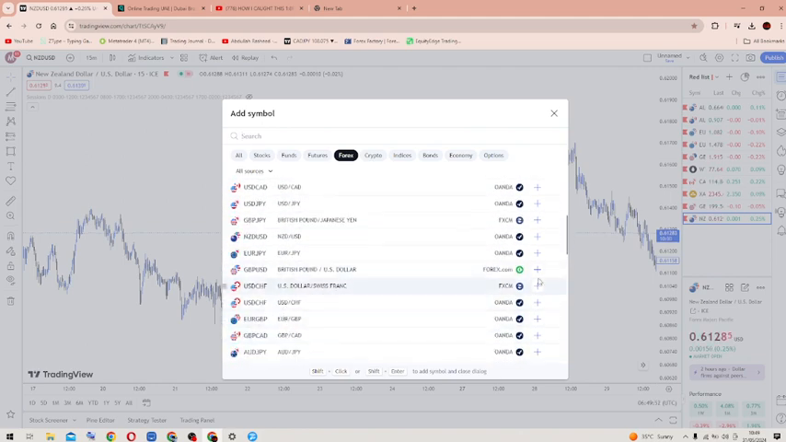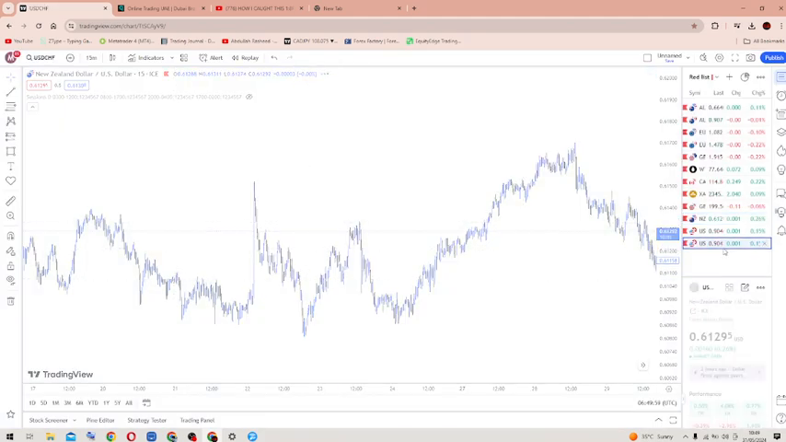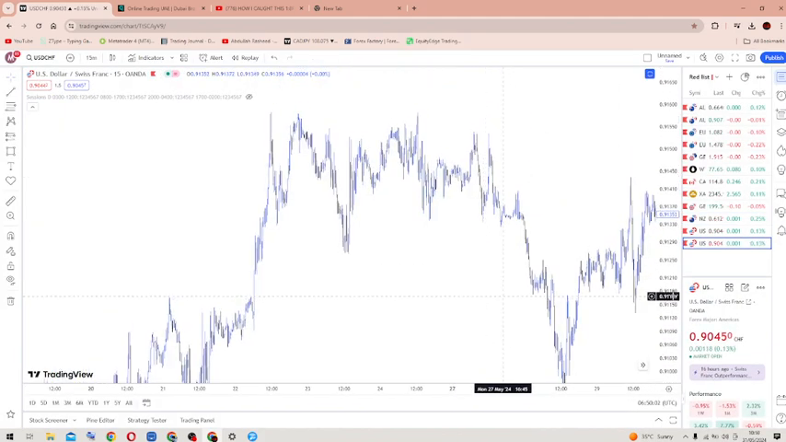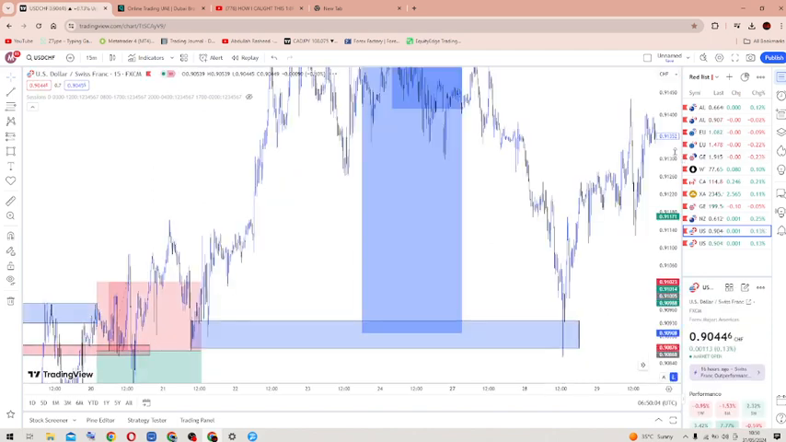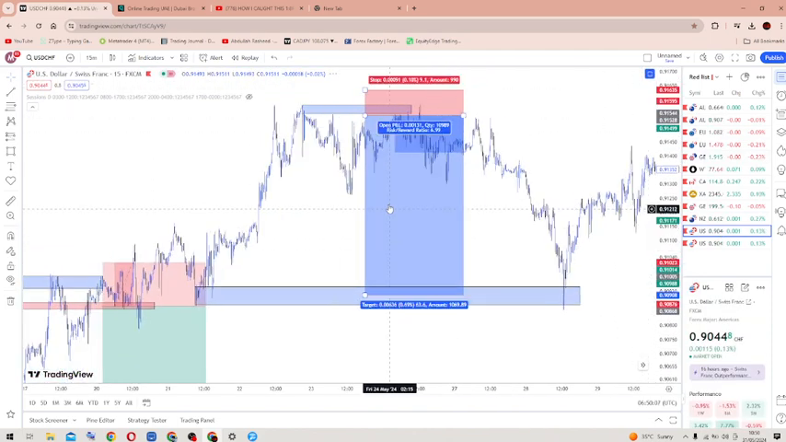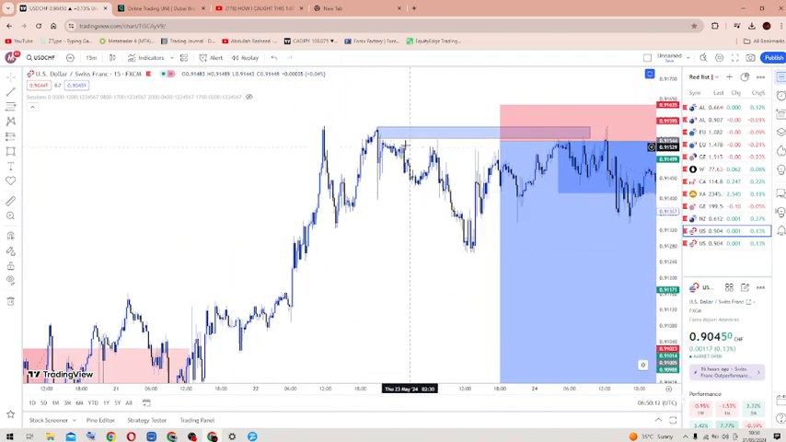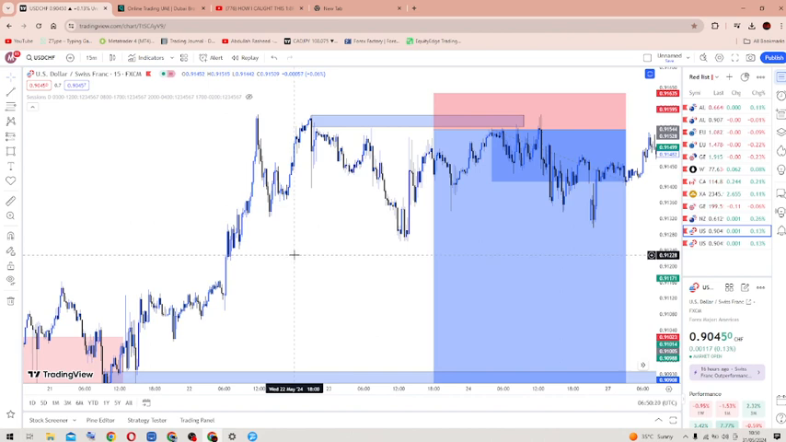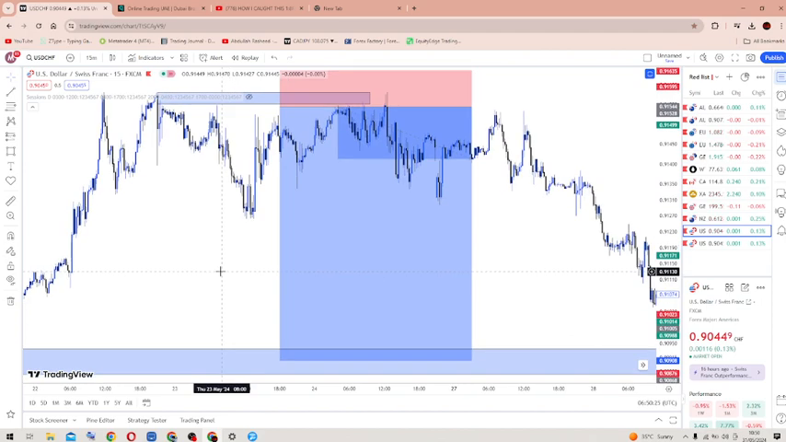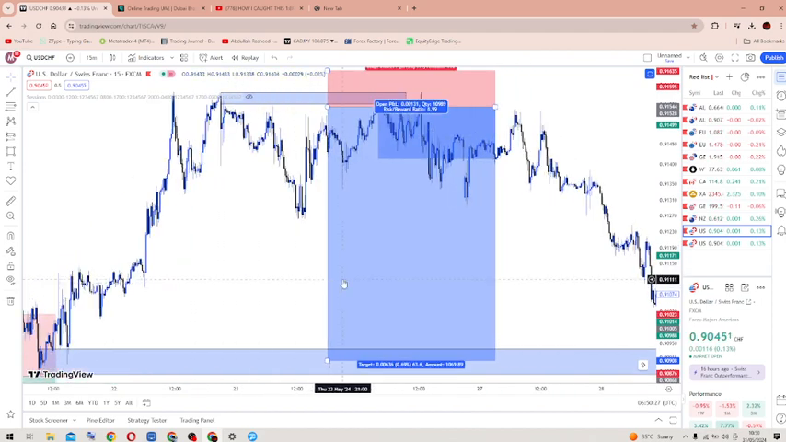USD CHF, where is it? I marked it. Let me show you. Yes, over here. You see, the same thing. USD CHF, let's go to the fifth. No, it's clear over here. I marked this thing over here and I forgot to set the limits. So I came back after, because it's not always on my watch list.